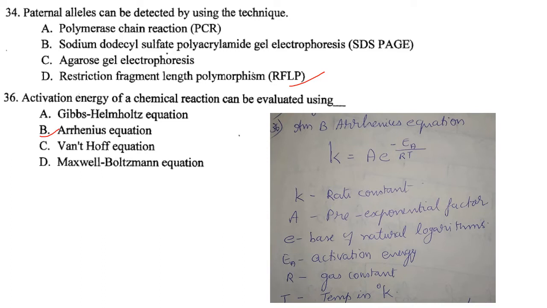Then activation energy of a chemical reaction can be evaluated using Arrhenius equation. So this is the Arrhenius equation: k = A e^(-Ea/RT), where k is the rate constant, A is the pre-exponential factor, e is the base of natural logarithms, Ea is the activation energy, R is the gas constant, and T is the temperature in Kelvin. So activation energy of a chemical reaction can be evaluated using Arrhenius equation.